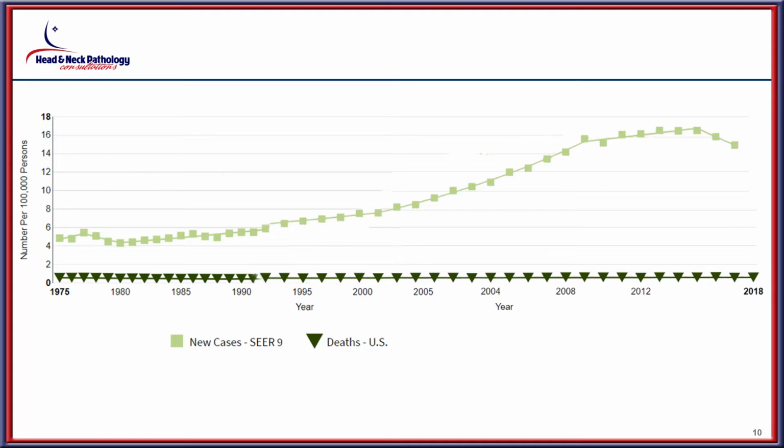If one looks at incidence data as well as death data, and this is going out through the most recent SEER data that is available, you will notice that there is a continuously increasing number of tumor cases, and yet if one looks at the very bottom line, which is the dark triangles, you can see that there has not been any significant change in mortality from the tumor.